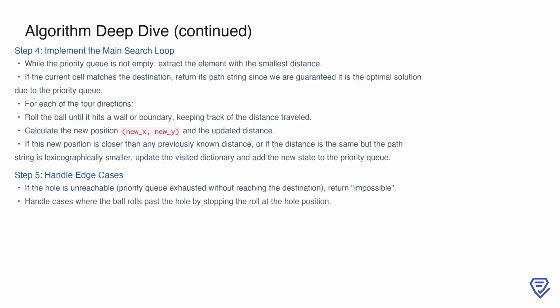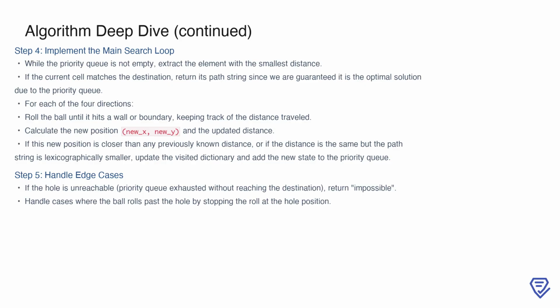We calculate the new position, update the distance traveled, and check whether this position represents a better path than any previously known. If the new distance is shorter, or if the distance is the same but the path string is lexicographically smaller, we update the visited dictionary and push this new state onto the priority queue.